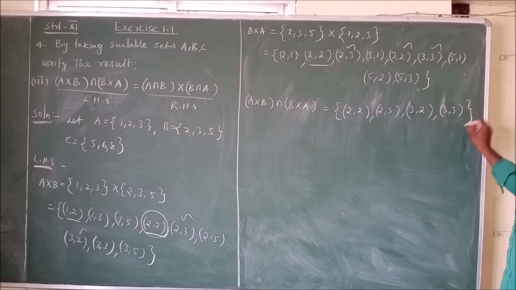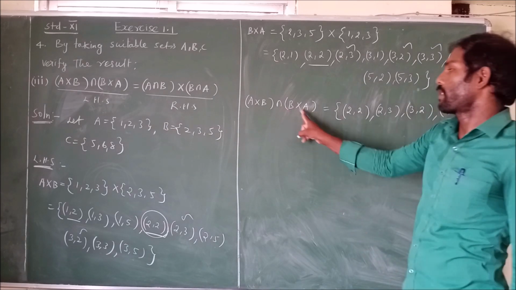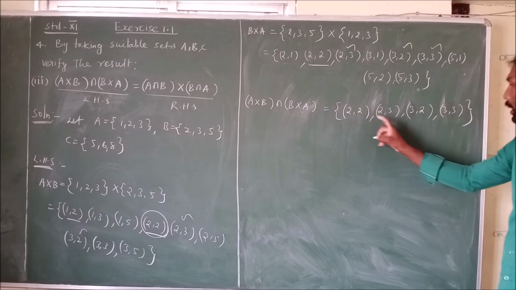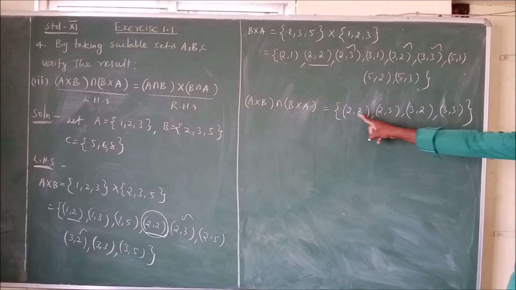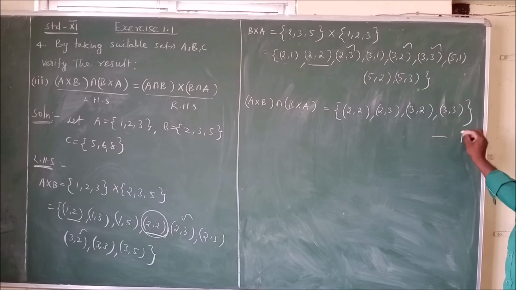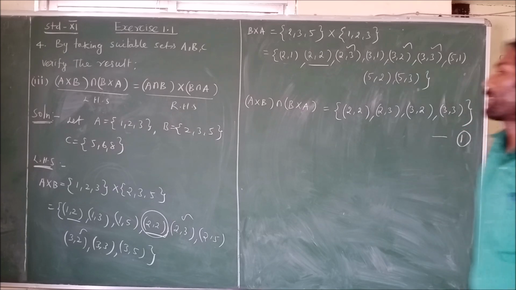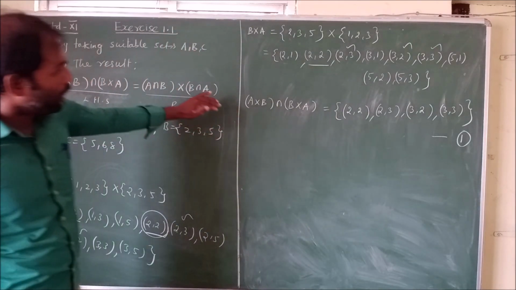So the entries of (A cross B) intersection (B cross B) are (2,2), (2,3), (3,2), (3,3). This one is equation number 1, the LHS. Find out LHS.